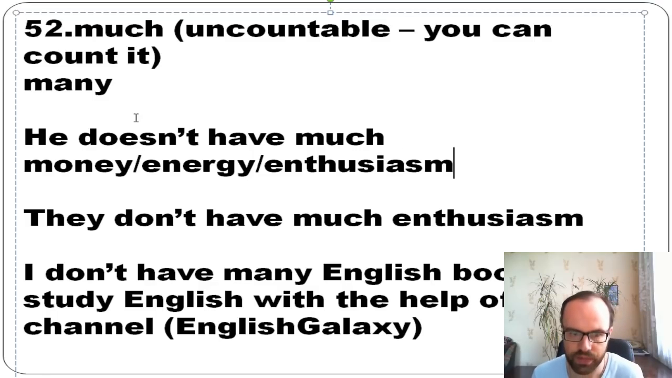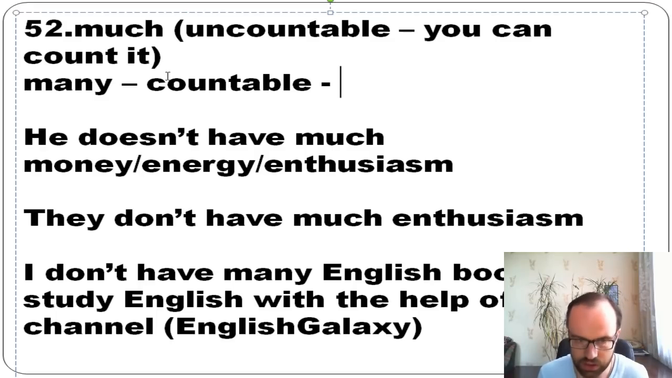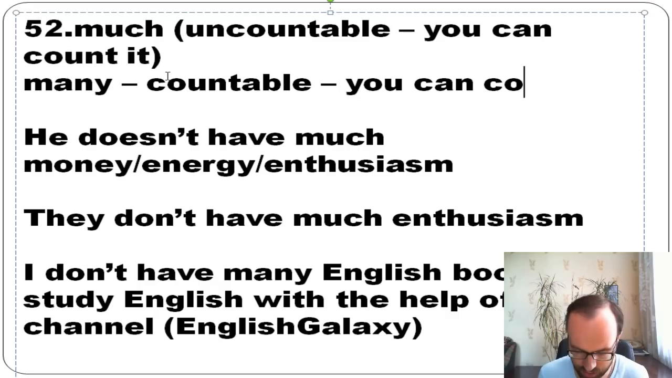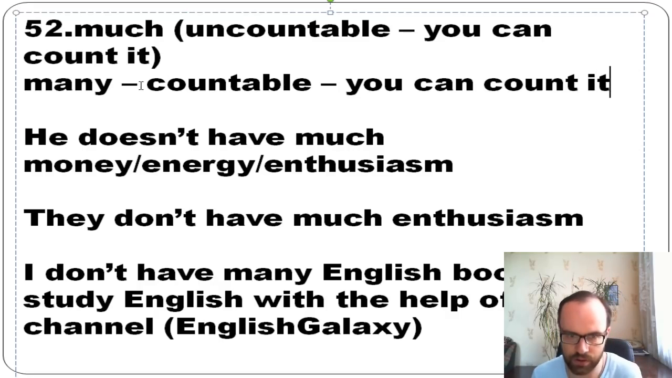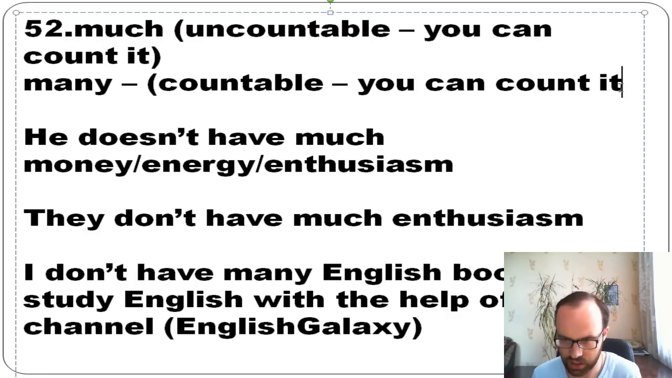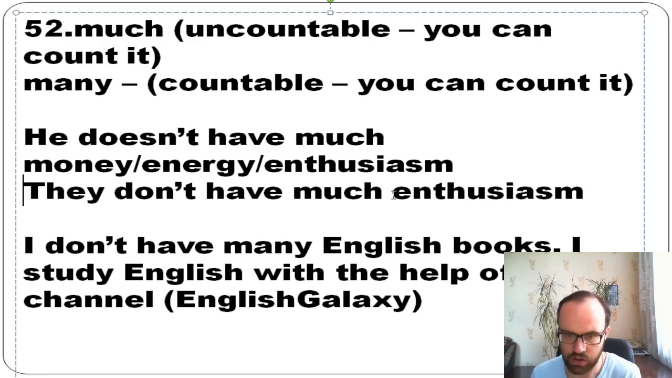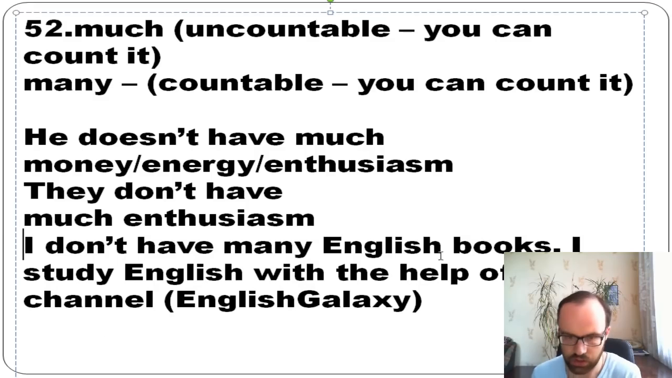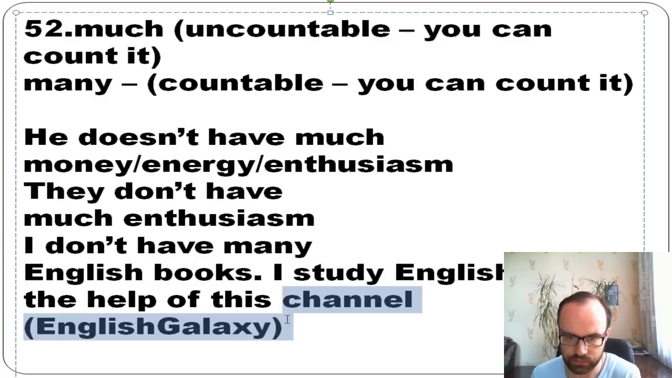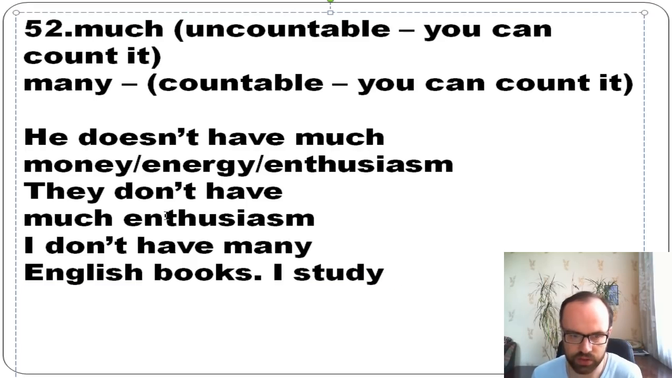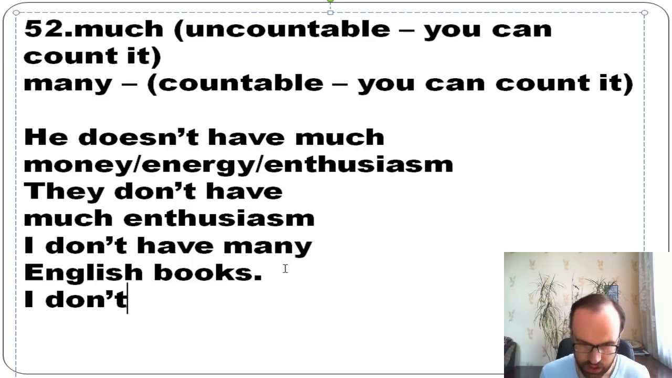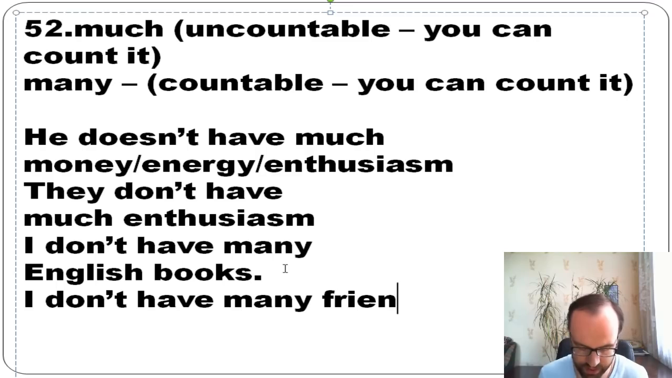Okay. And use many with countable. You can count it. 1, 2, 3, and so on. Okay? So, look at these examples. So I don't have many English books. I don't have many friends. So we can count it, 1, 2, 3 books, 1, 2, 3 friends, and we use many.